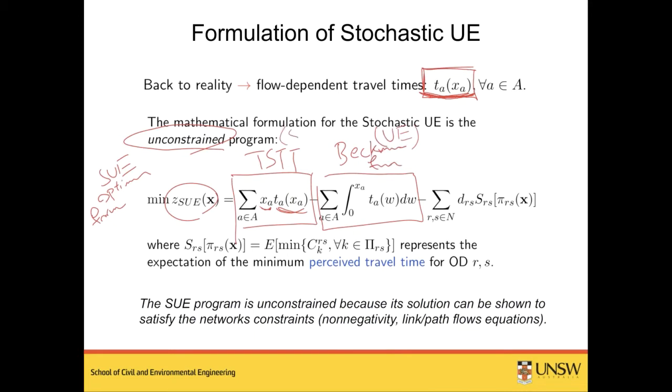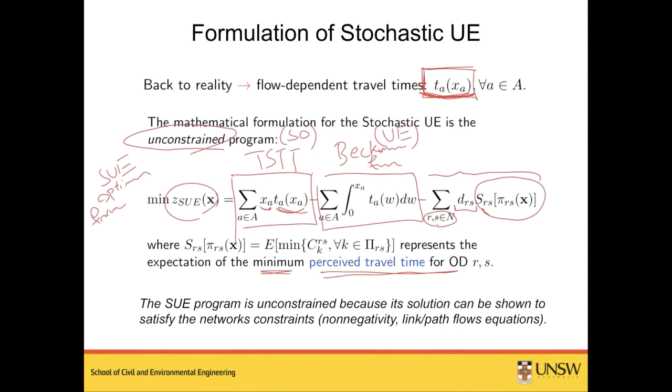And what was this TSTT? This was representing SO, system optimal. So the first term is actually the system optimal objective function minus the UE objective function. And then this is the last term that takes into account the stochastic nature of the SUE problem, where we say summation across all the ODs, we multiply demand by this S_rs. What is S_rs? S_rs actually represents the expectation of the minimum perceived travel time.